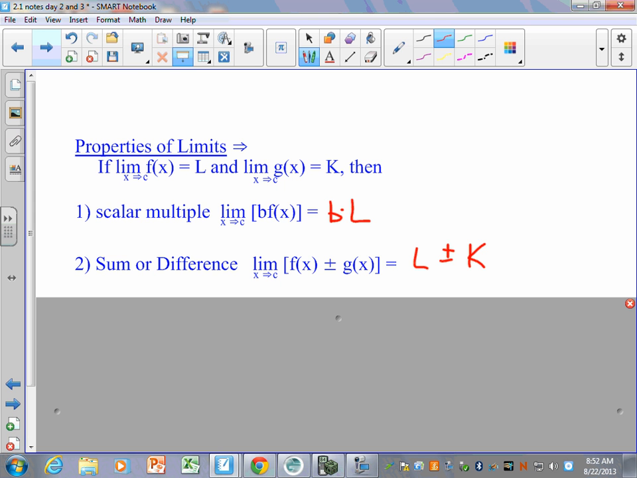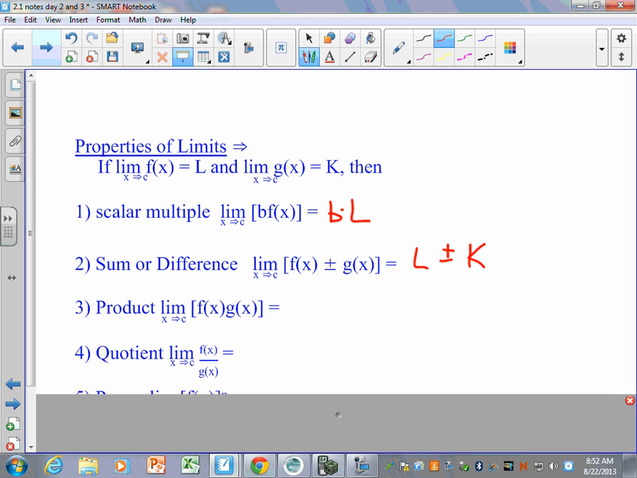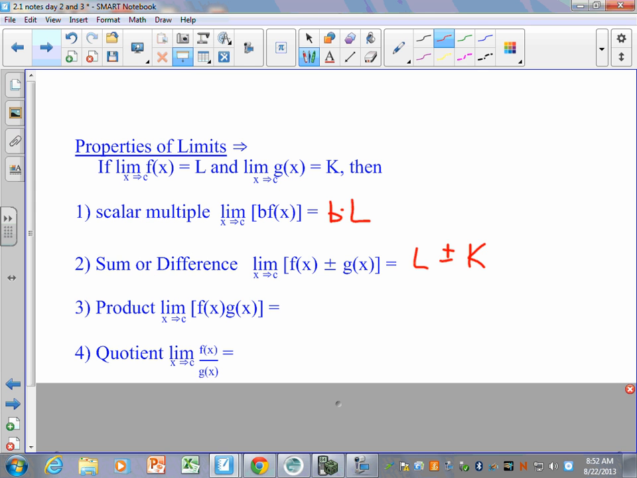It's probably kind of catching on here. I'm going to show you 2 at a time now. The same thing holds true if you multiply or divide the functions as you're taking the limit.